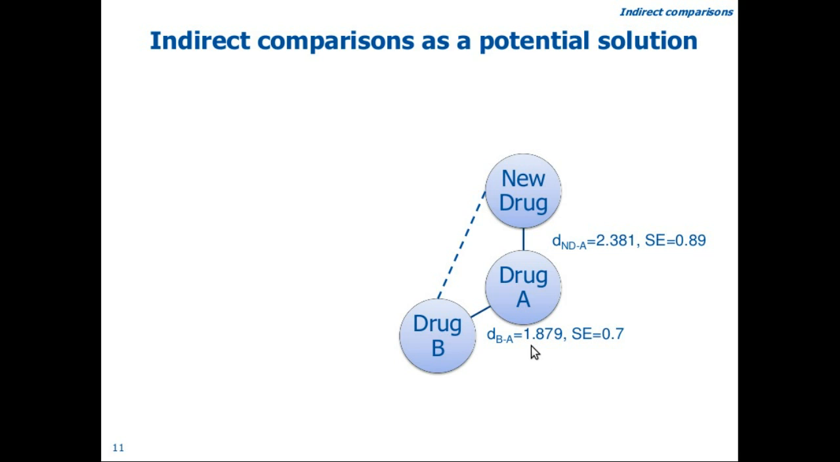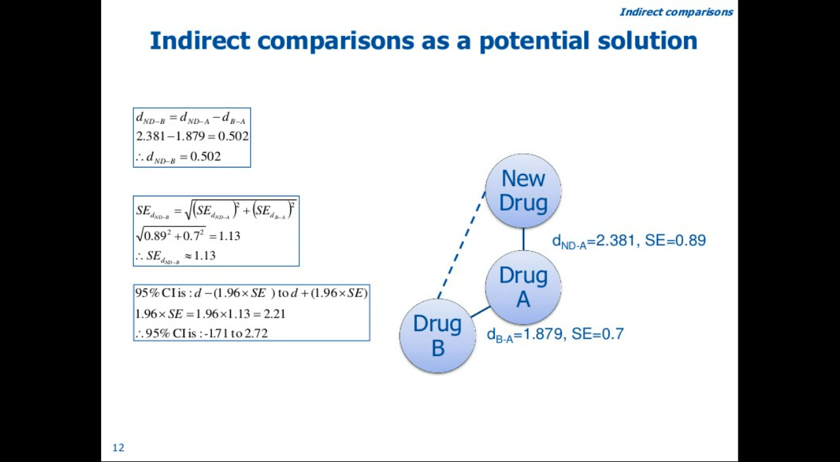And if you were forced to, you would probably guess that the difference between your new drug and drug B is 2.381 minus 1.879, which is 0.502. And in fact, this is exactly how indirect analyses work, although this being statistics, we have to say it was rather more squiggles and Greek letters.